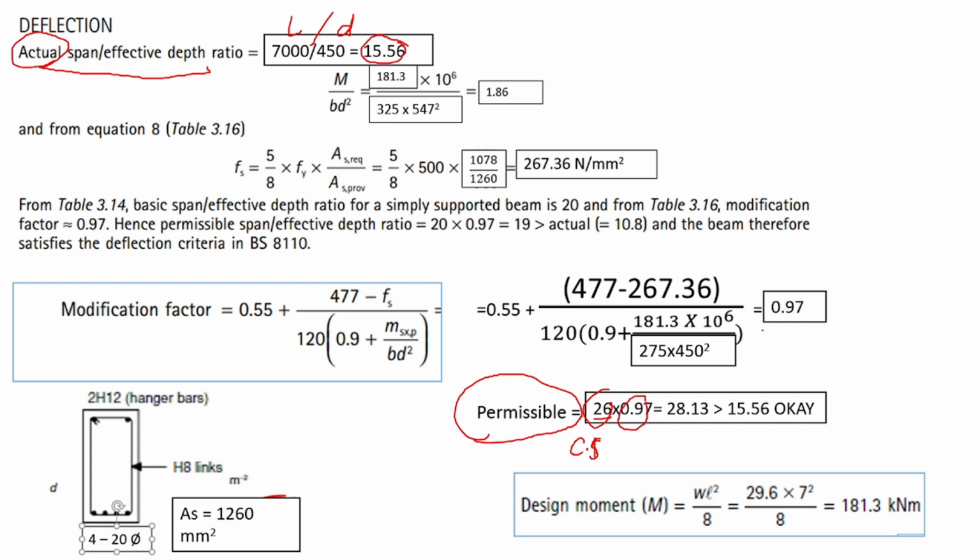This has to be multiplied by the modification factor using this formula. That has a limit. It should be less than or equal to 2. In other words, if this value, for example, is 2.5, you should not exceed 2. Meaning, if you have 2.5, you're going to use 2. In this case, 0.97 is fine, so you can use 0.97. So your permissible is 28, your actual is 15.56, so everything is fine for your design.